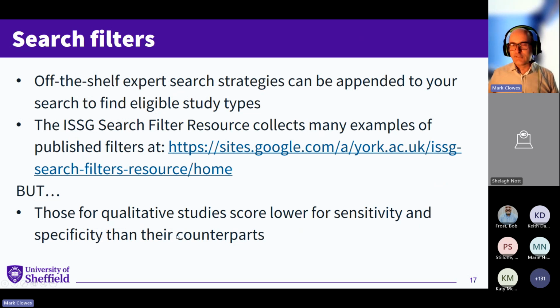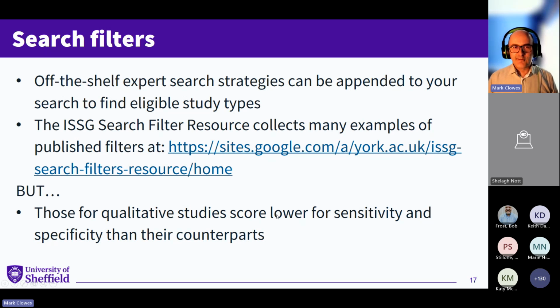When I talk about search filters, if you're not familiar with that term, these are expert searches. You add them to the end of your topic to find a particular study type. And the best place to look for them is the ISSG search filter resource, where many are collected for different purposes, be that study types or in some cases things like geographical filters.